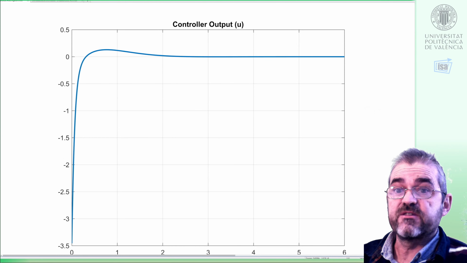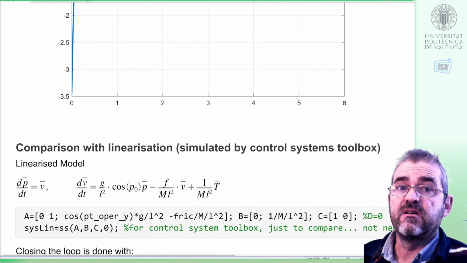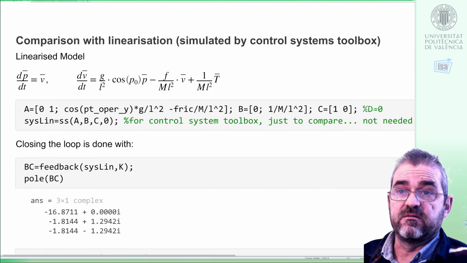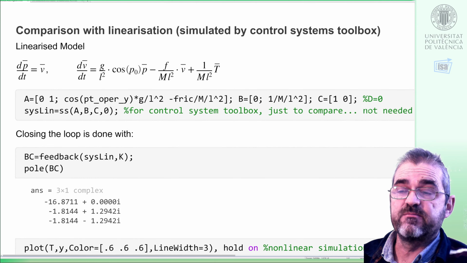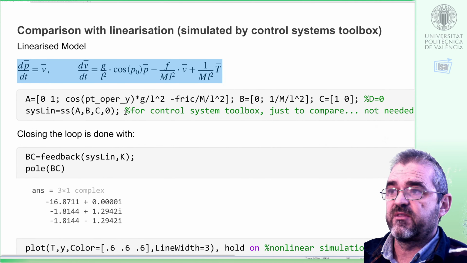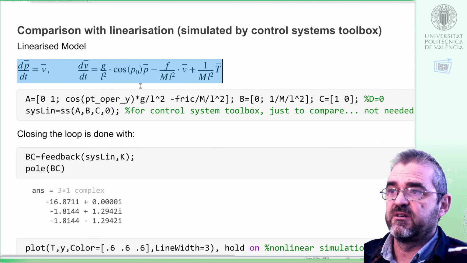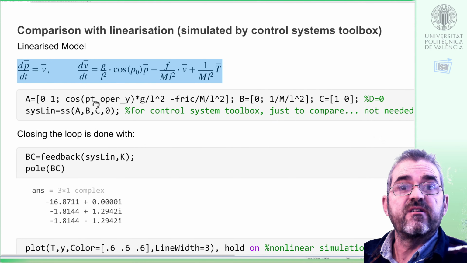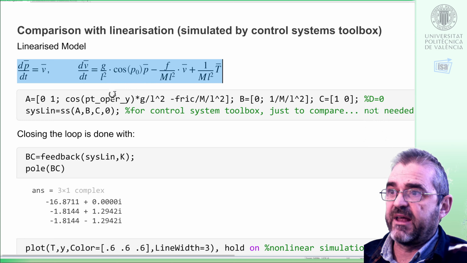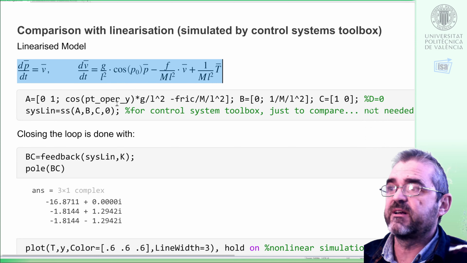Let us now compare this nonlinear simulation with the linear simulation we would have obtained if we had simulated the linearized model with the Control Systems Toolbox. You can check that this is the linearization of the pendulum equations, and the cosine of the operating point is just 1, in this case the unstable one.